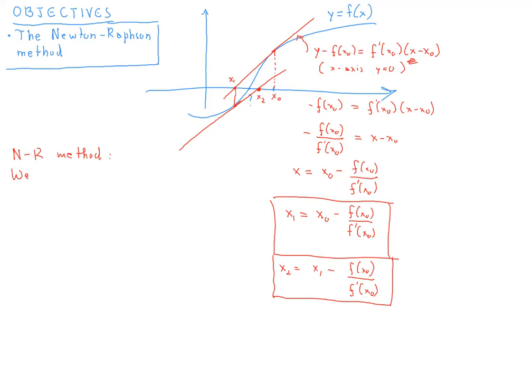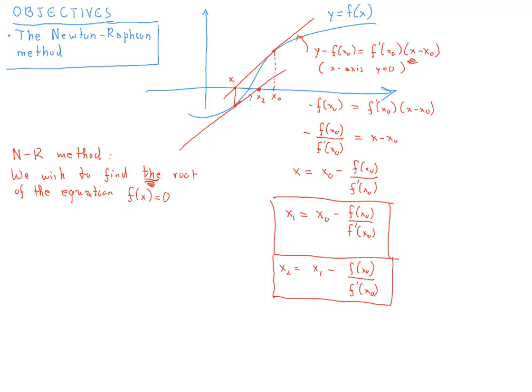We wish to find the root of the equation f of x equals 0. Actually, here, saying the root is something that needs to be clarified, because you may have a function that has more than one root, meaning its graph intersects the x-axis at more than one point.